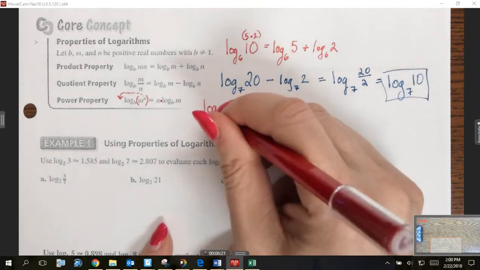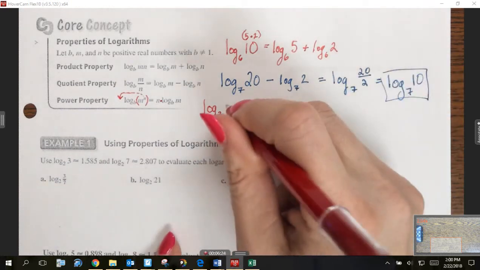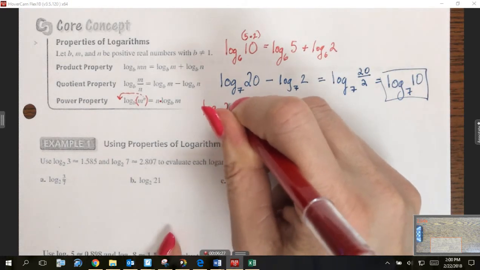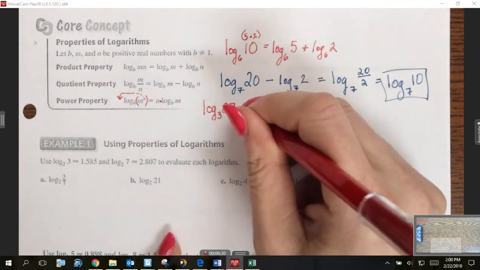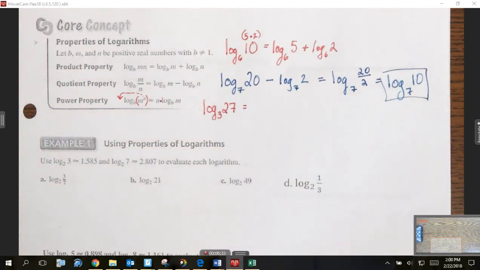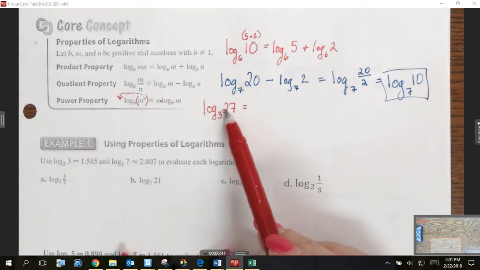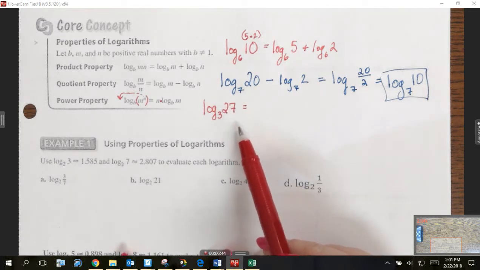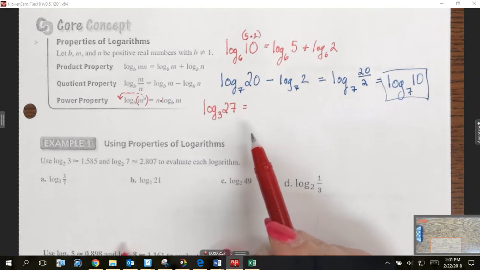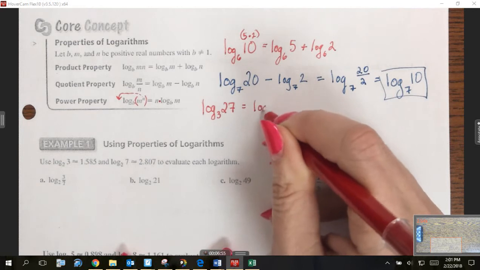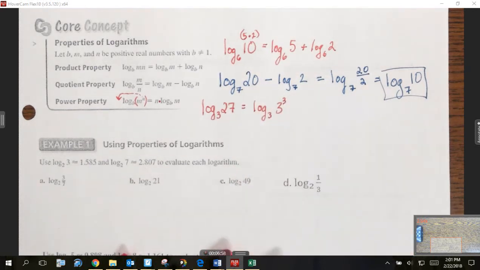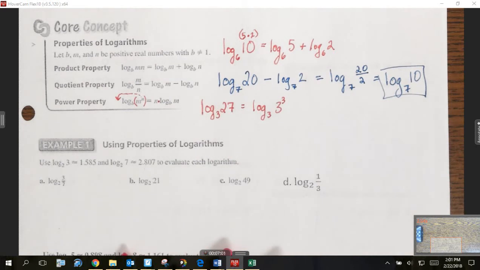So if I have log base 3 of 27. Do I currently have an exponent anywhere? Do I have a power right here? Can I rewrite 27 as a power? What is 27? Log base 3 of 3 to the third. So now I have this power.